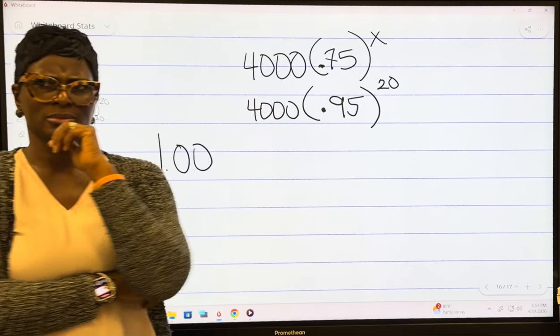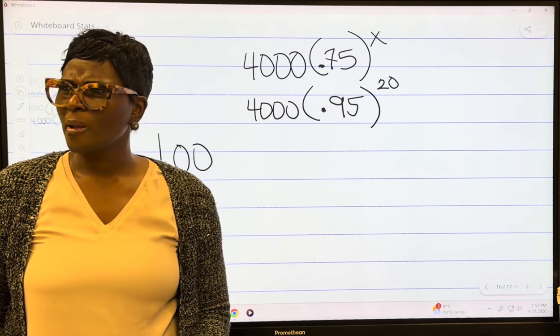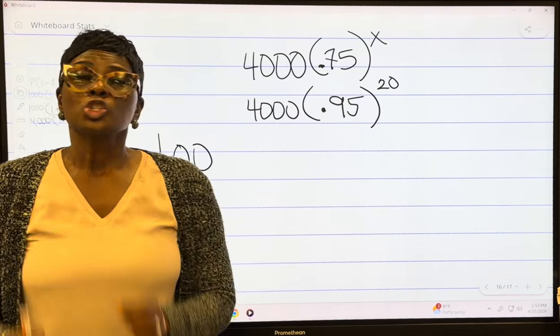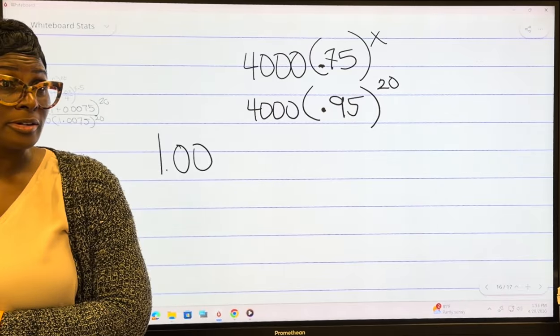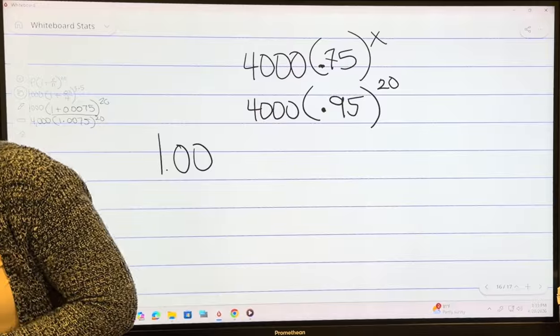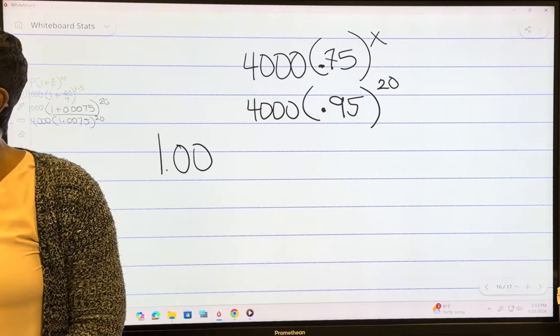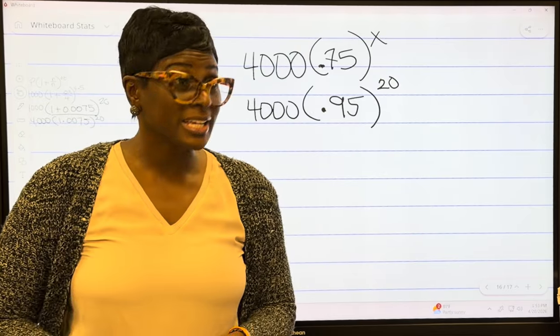So what percent of their money are they losing? 25. They are losing 25% of their money. Why? Because they're only getting 75%. If they were getting all their money, it would be 100%. So if that number is less than 1, which means it's a decimal smaller than 1, right? And 1 we now know is 100%. If that is a number less than a 1, then that is going to be a decay.